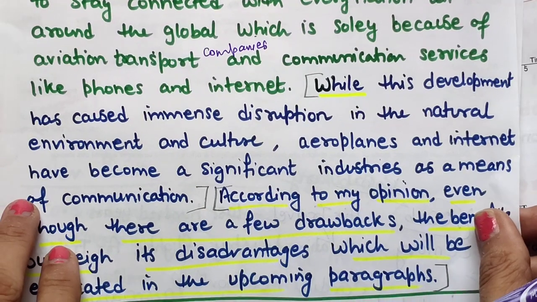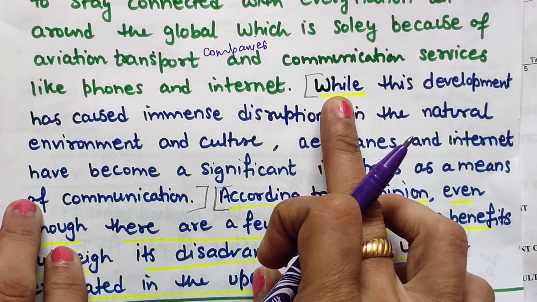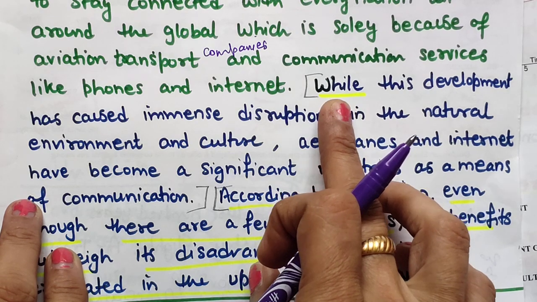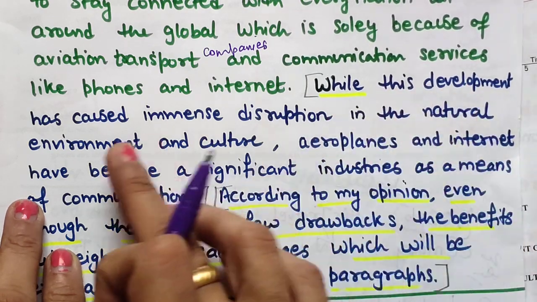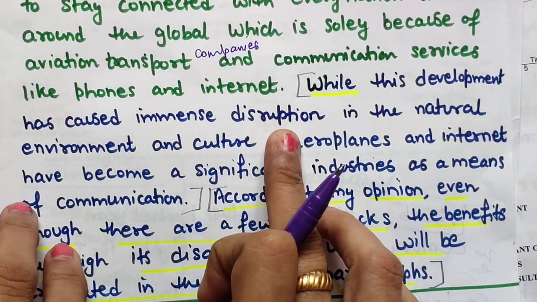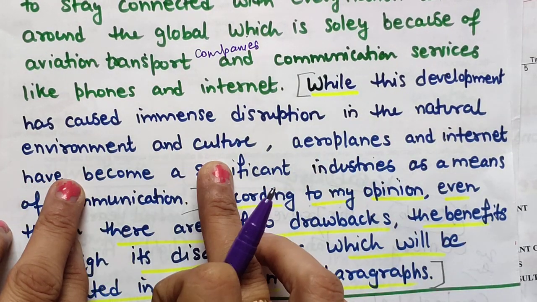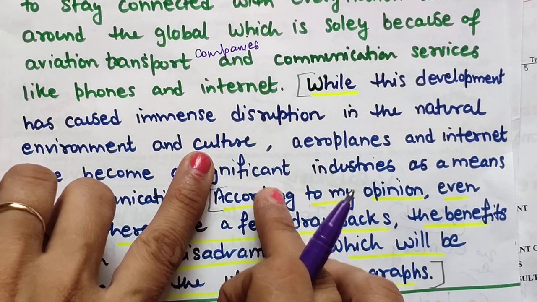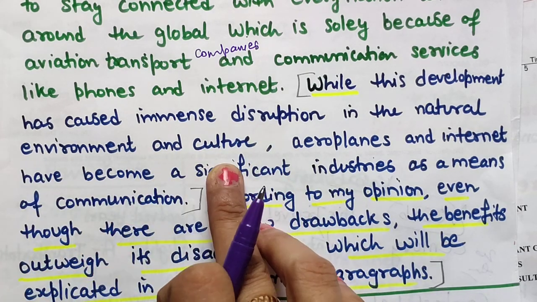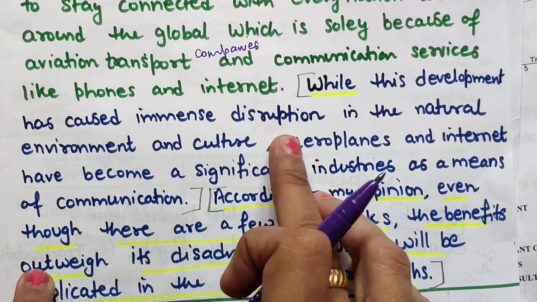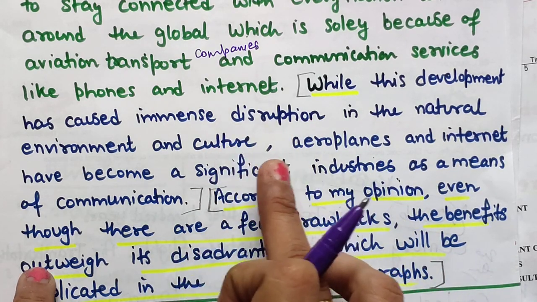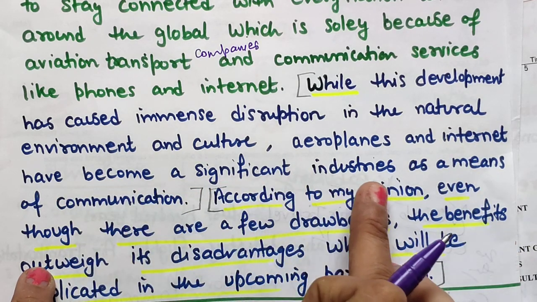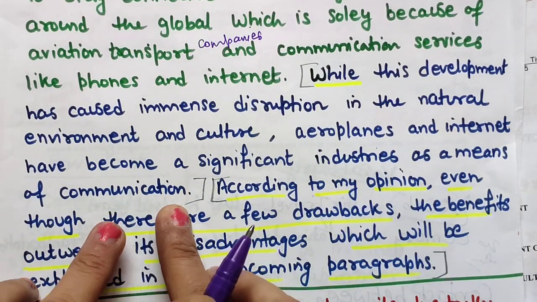You can see this. While or although also you can use it, or despite also you can use it, even though also you can use it. While this development has caused immense disruption in the natural environment and culture. Okay, so in the natural environment and culture, I will be explaining the culture point also, you can add in that culture. So this is the drawback, comma, aeroplanes and internet have become significant industries as a means of communication.